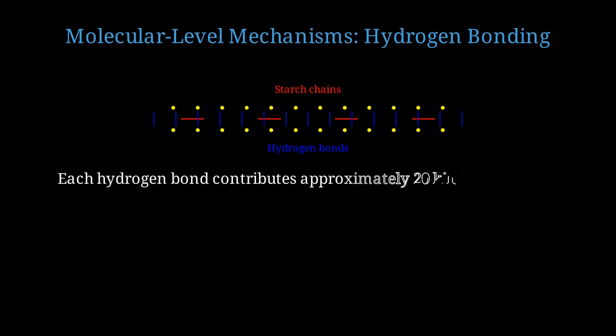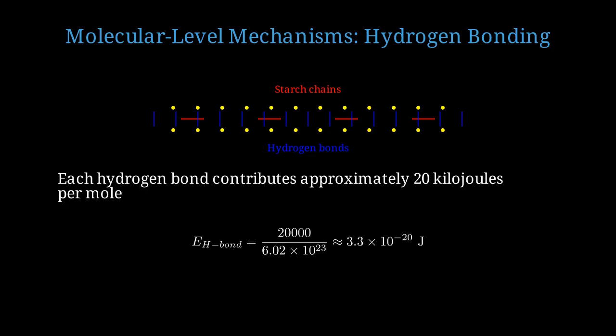Each hydrogen bond contributes approximately 20 kilojoules per mole of binding energy. With Avogadro's number, that's 3.3 times 10 to the negative 20 joules per bond. E_hydrogen bond equals 20,000 divided by 6.02 times 10 to the 23, approximately 3.3 times 10 to the negative 20 joules.